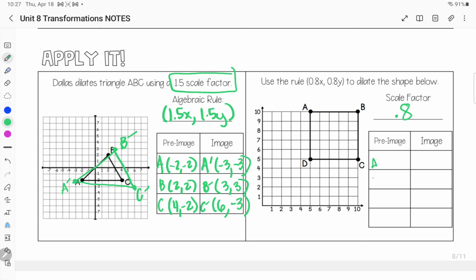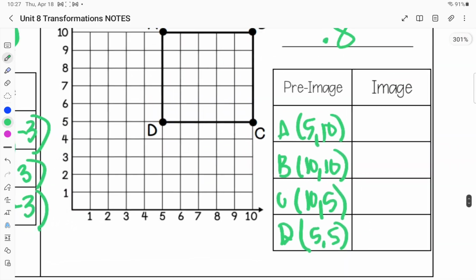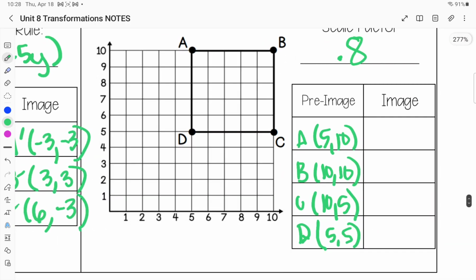So we're going to take A, B, C, and D. A is at 5, 10. B is at 10, 10. C is at 10, 5. And D is at 5, 5. All right. So now when we do this, we're going to look. We need our image points. We're going to multiply both x and y by the 0.8.